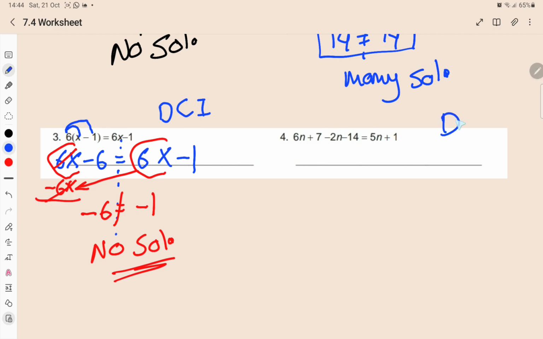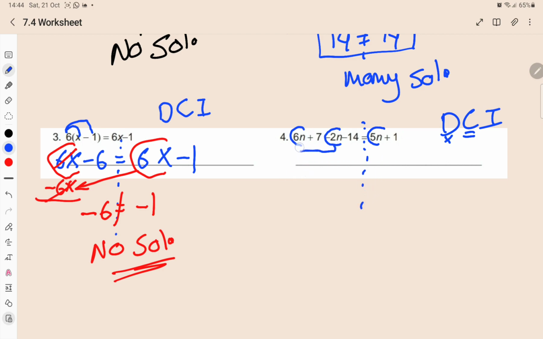Again, DCI: distribute, combine, and inverse. Do you have something to distribute? We distributed here because we had a bracket. But do we have a bracket here? No. So we do not have distributing. We have combining. So we have the like terms 6n and 5n and negative 2n. So let's try to combine them. Here is the right hand side and here is the left hand side.